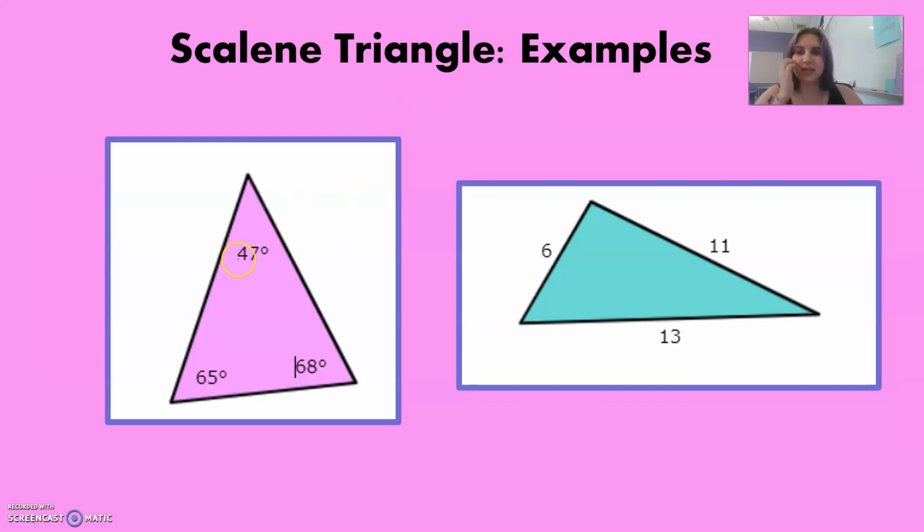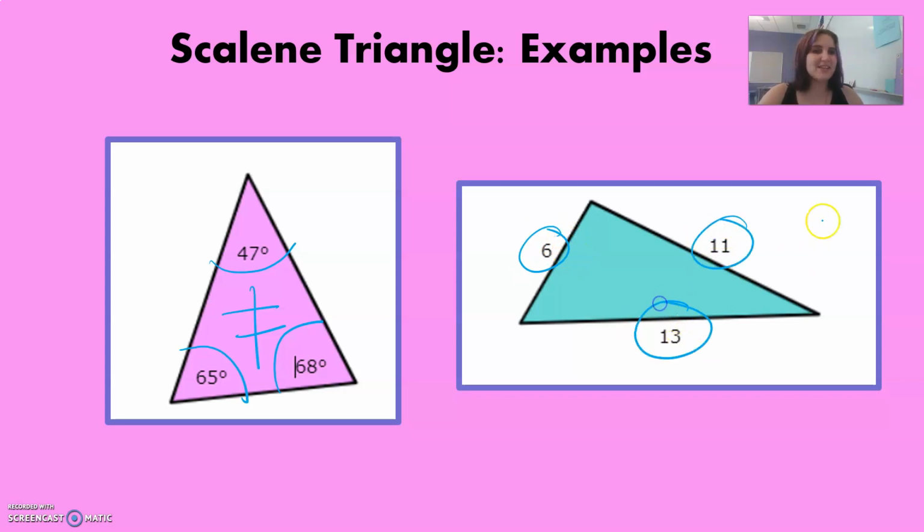Some examples, here is a pink triangle with 47 degrees, 65 degrees, 68. Those are not equal, so it's not isosceles. The greenish blue triangle has 6, 11, and 13. None of those are equal to each other, so it's scalene.